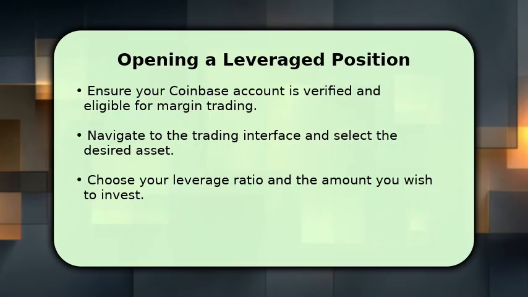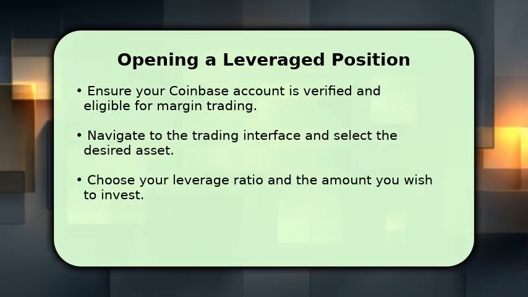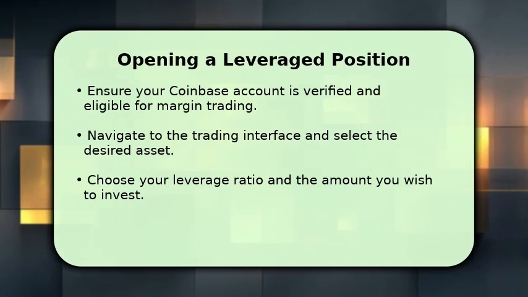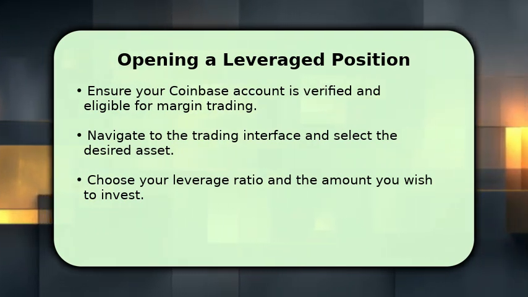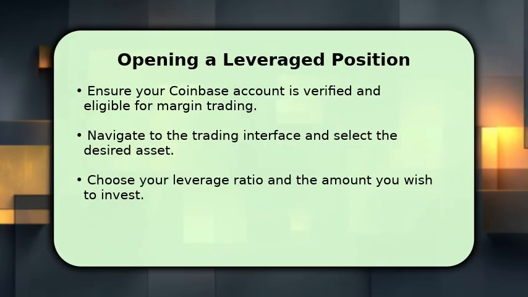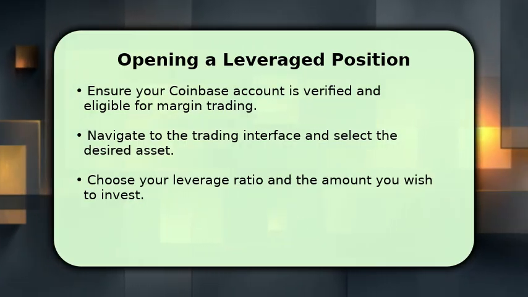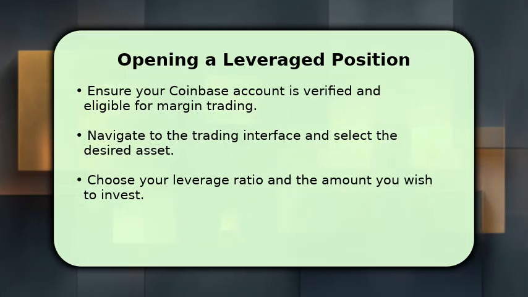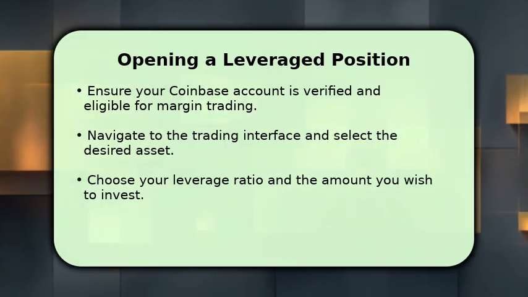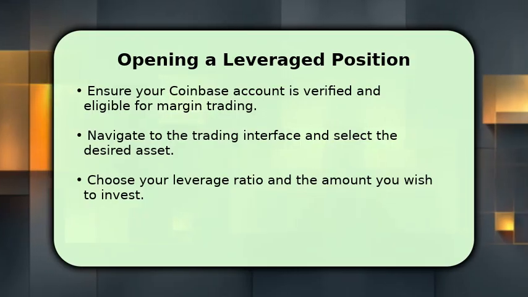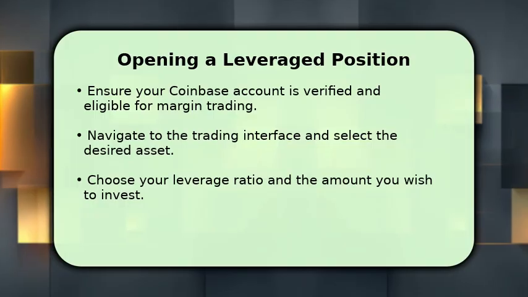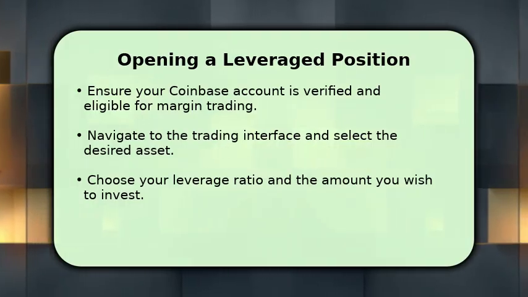To open a leveraged position on Coinbase, first ensure your account meets the eligibility requirements for margin trading. Once confirmed, navigate to the trading section and select the cryptocurrency you wish to trade. You'll then specify your desired leverage ratio, perhaps 3 times or 5 times, and the amount of capital you want to commit. Review all the details, including the estimated fees, before confirming your order. This initiates your leveraged trade.